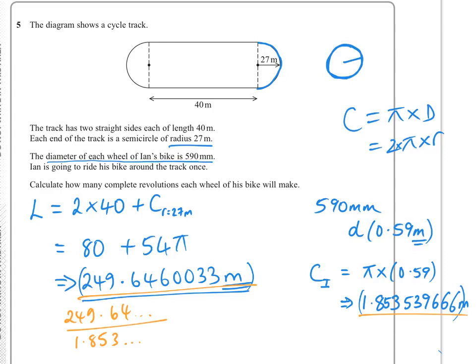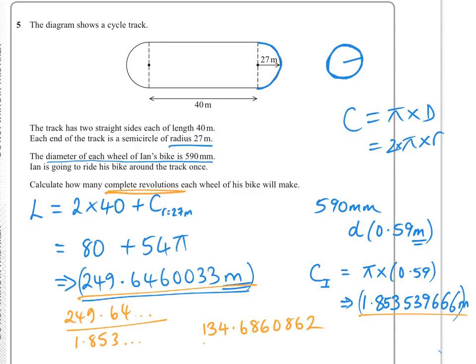So 249.6460033 divided by 1.853539666, and that gives me 134.6860862, but it's the number of complete revolutions.